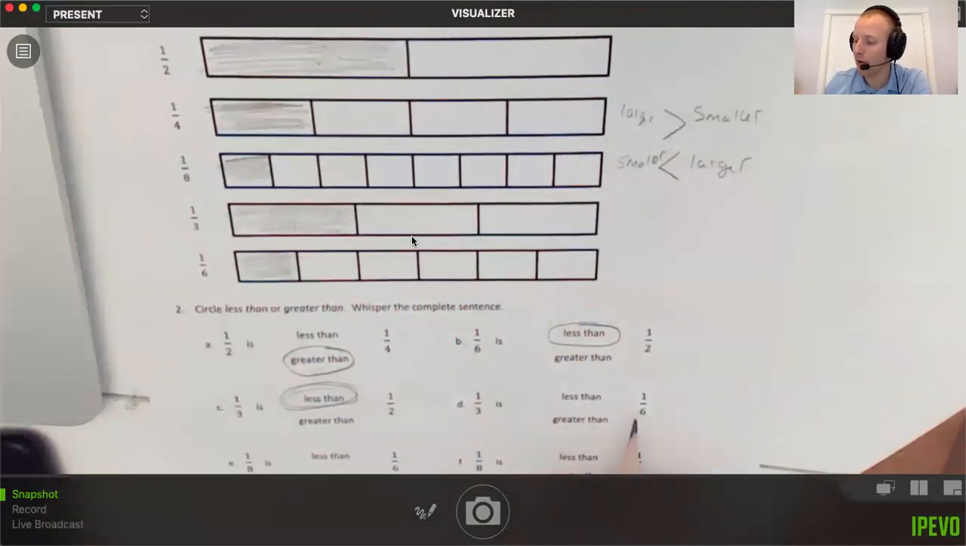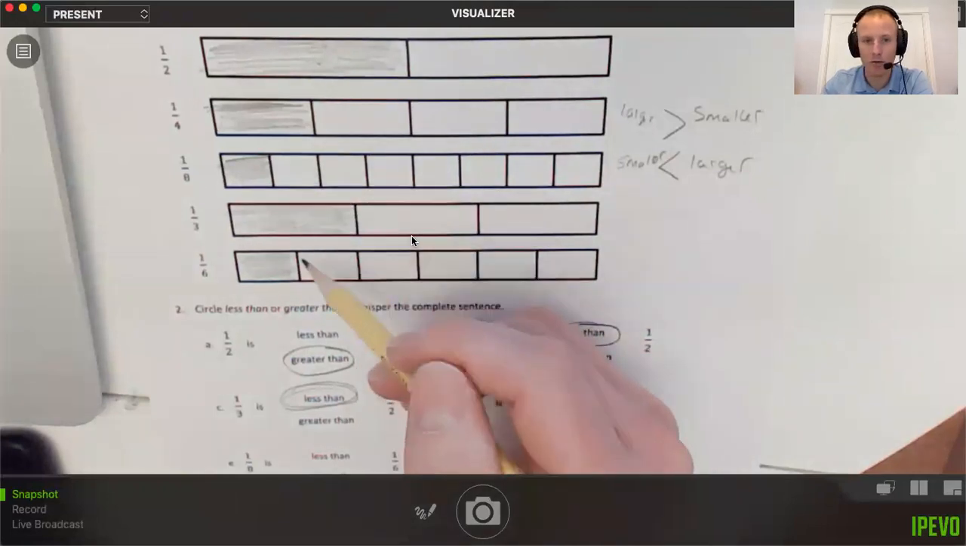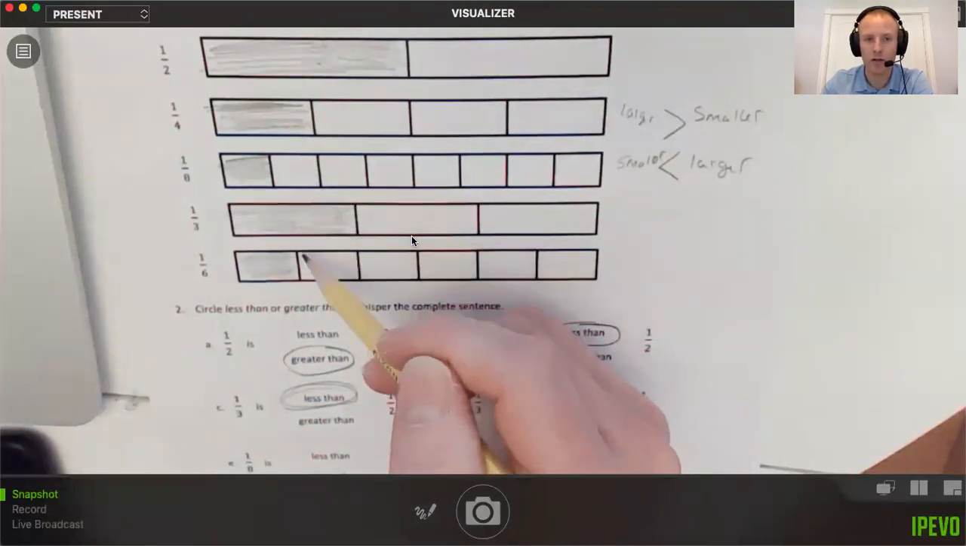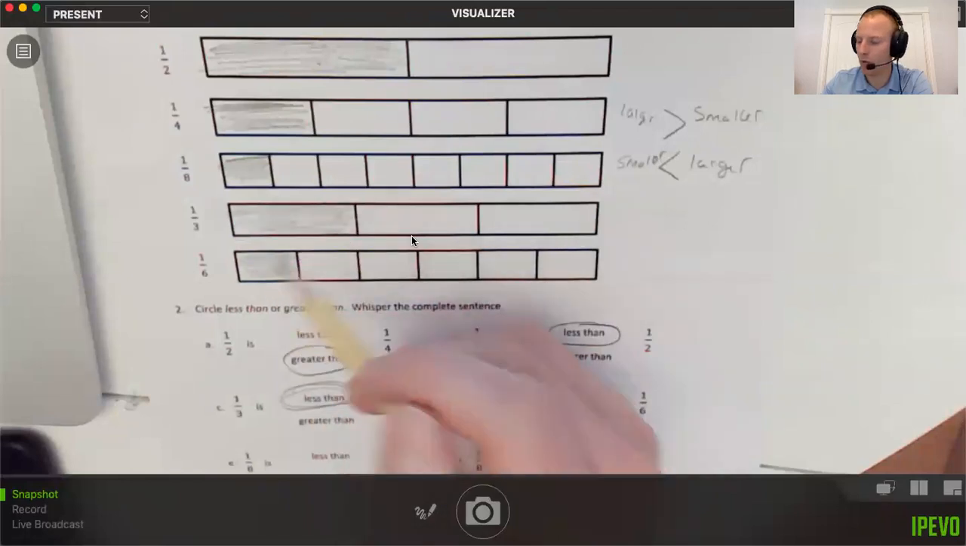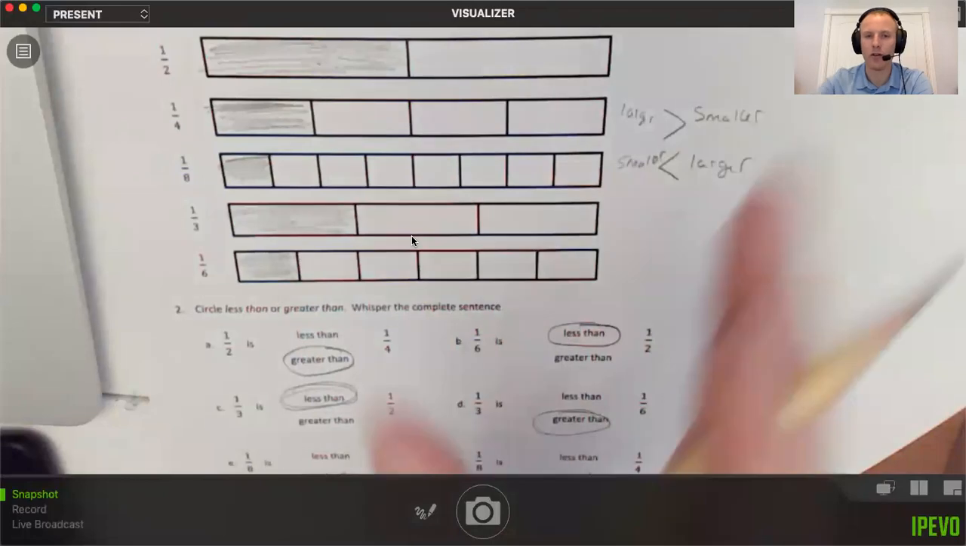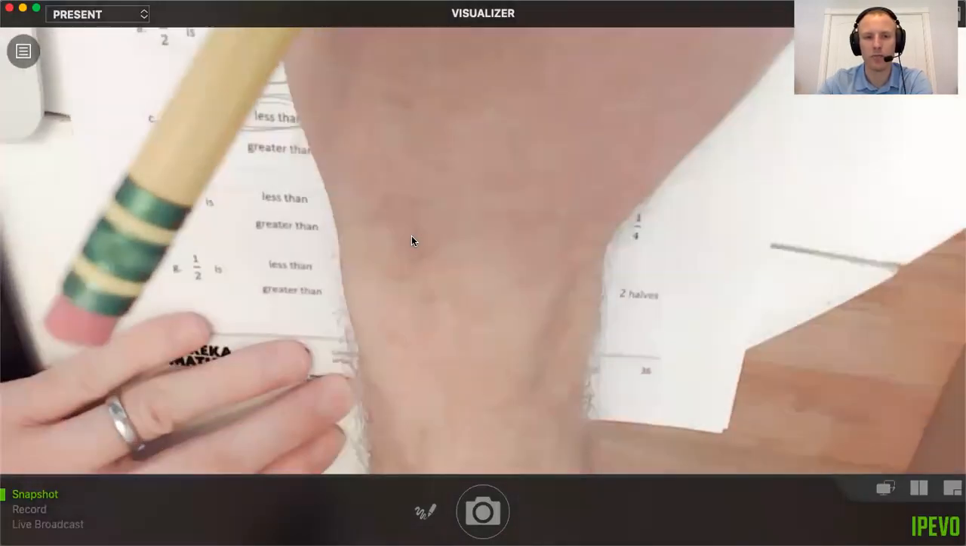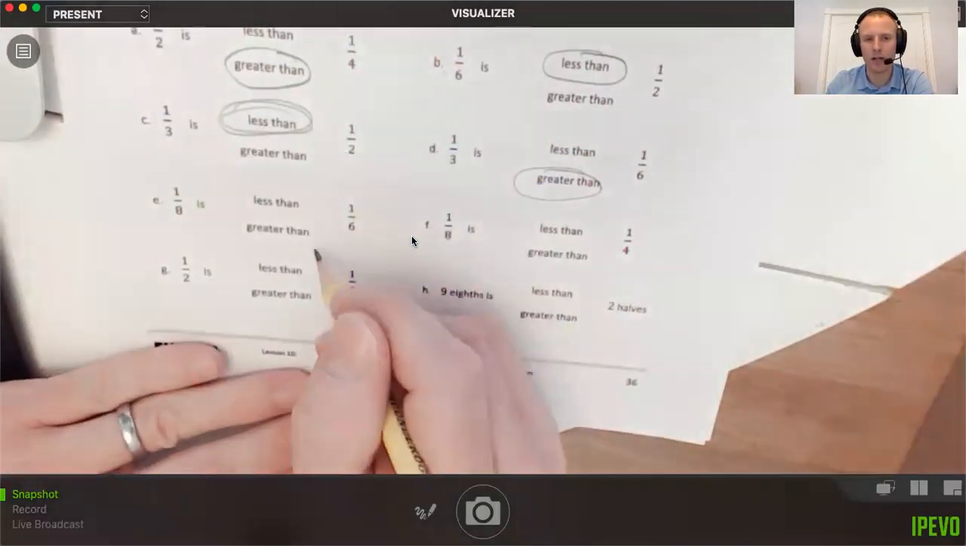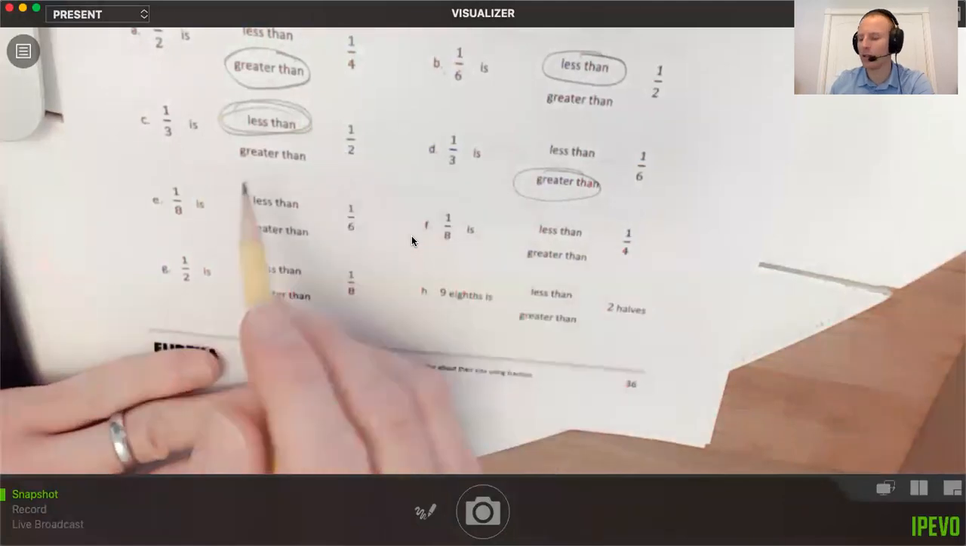1/3 is less than or greater than 1/6. So 1/3 is right here. 1/6 is right here, right? 1/3 is clearly larger than 1/6. So it's greater than 1/6. And the last one's 1/8 is less than or greater than 1/6. You know what? Let's hold on for a second.